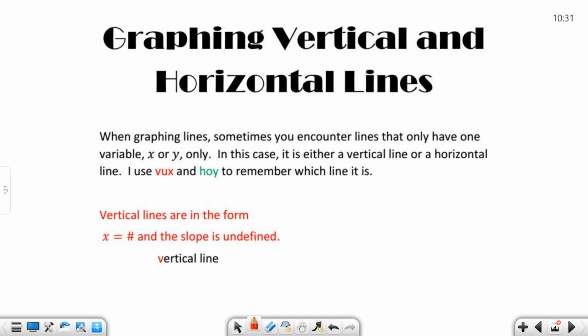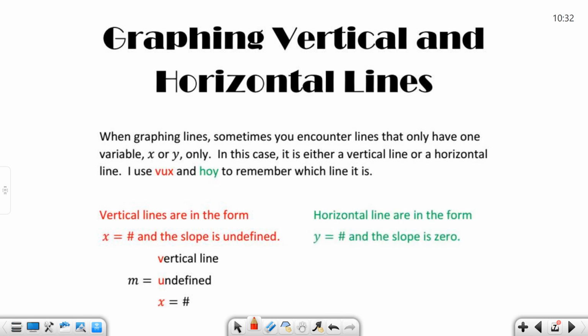All right, so the V stands for vertical line. The U is m equals undefined. The slope is undefined. And then that's x equals a number. Now remember, slope is rise over run. So if you have a vertical line, you're rising a bunch, and you're running left and right, none. If the line is vertical, how much does this line run to the right or left? It doesn't. So you're dividing by 0, hence the fact it is undefined if you think about rise over run.